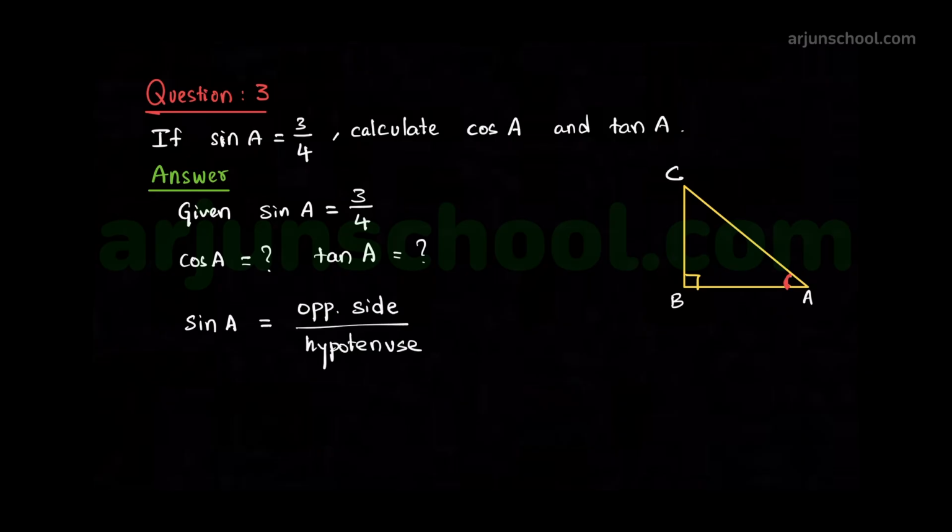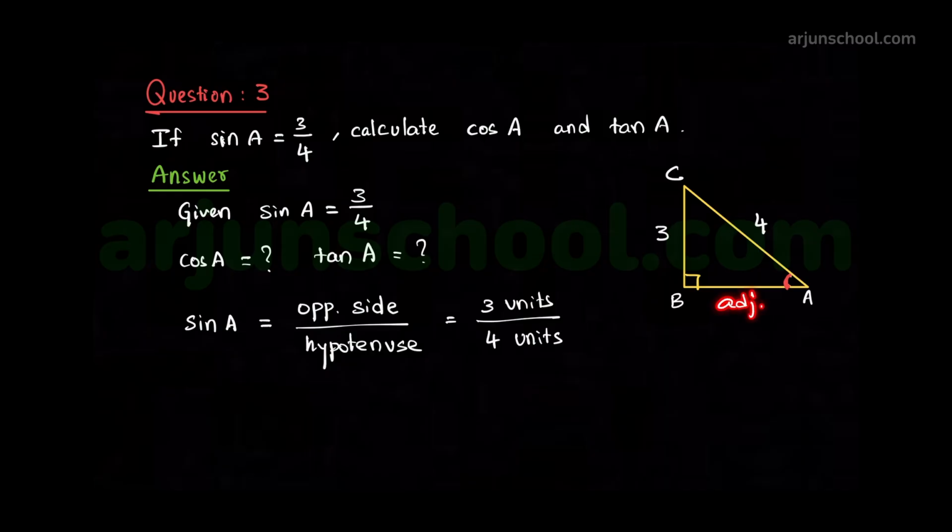Opposite side to the angle A. So we can assume opposite side is equal to 3 units and hypotenuse is equal to 4 units. Now please note that this is a standard trick. When a ratio like 3 by 4 is given, we choose sides in the same ratio, 3 and 4. The final trigonometric values remain the same.